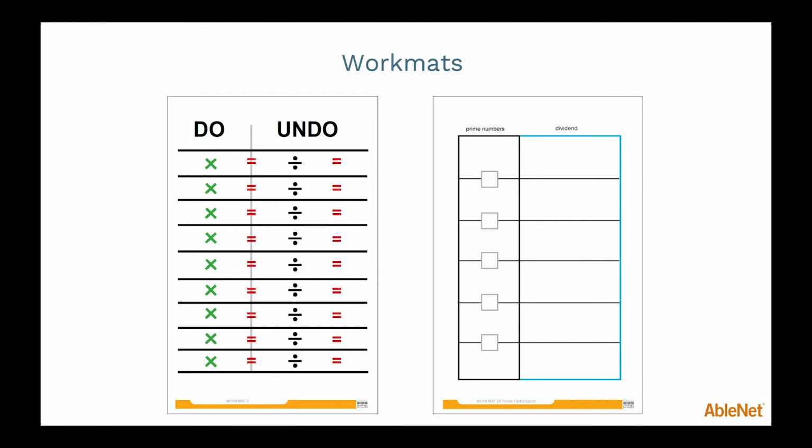Work mats in pre-A&G, like and equals, are identified by the numbers found at the bottom. For example, the do and undo work mat seen on the left is work mat 5. Work mats will be identified by their number in your materials and within the lessons. If you are familiar with the Equals Math curriculum, you will notice some of the work mats have been carried over from that program.